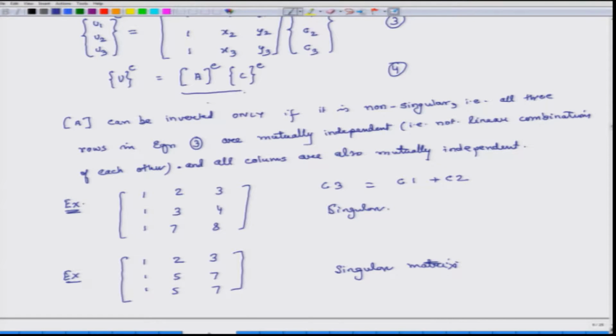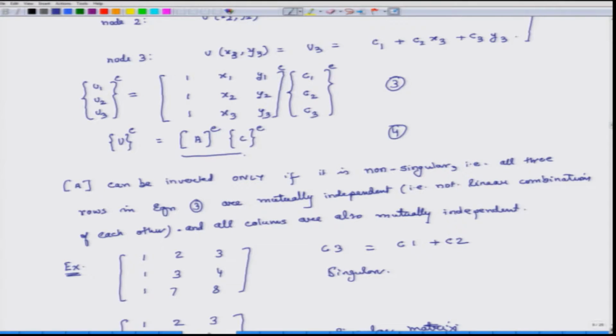Okay. Now, what does a singular matrix represent? This is another important thing to understand. What does this matrix represent? Matrix A is nothing but a representation of the coordinates of the nodes, right. x1, y1 is the coordinate of the first node, x2, y2 is the coordinate of the second node, and so on and so forth. So, matrix A represents the coordinates of the nodes of the element.